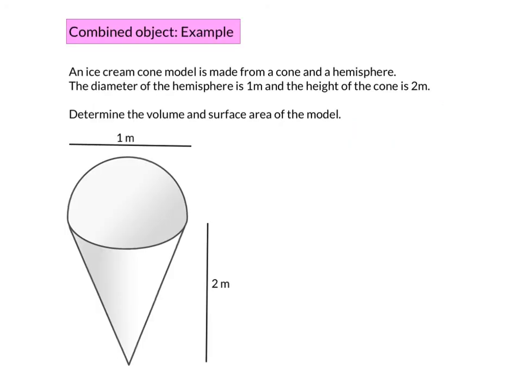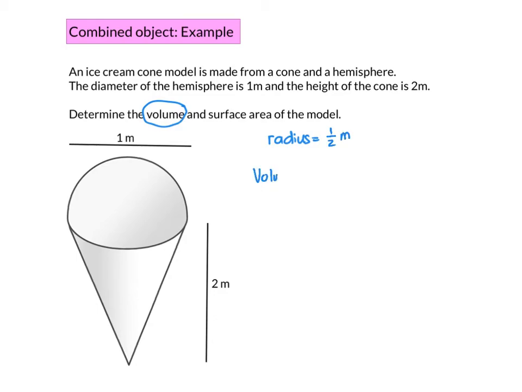The example says an ice cream cone model is made from a cone and a hemisphere. The diameter of the hemisphere is 1 meter and the height of the cone is 2 meters. Determine the volume and the surface area of the model. Let's start with the volume. Now before I get going, they've given me the diameter, but I need the radius. So the radius will be half of a meter.